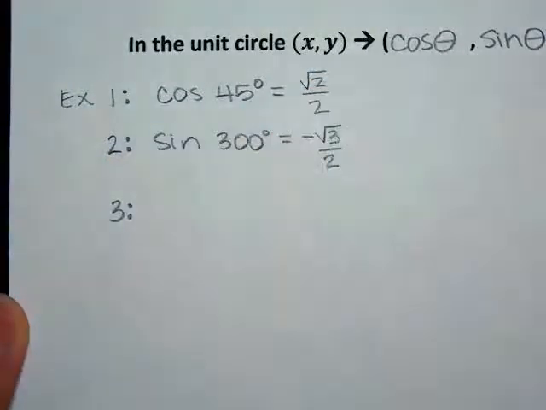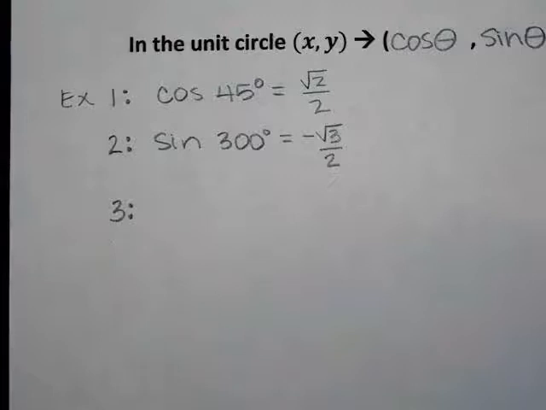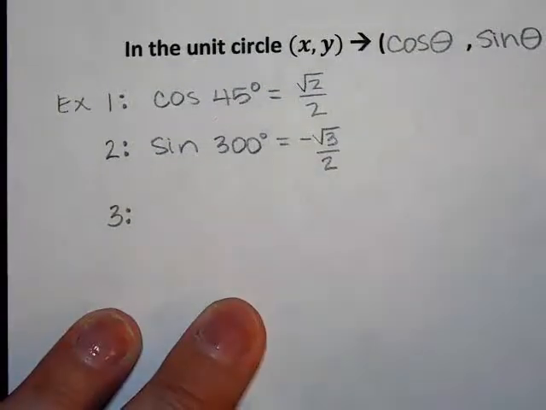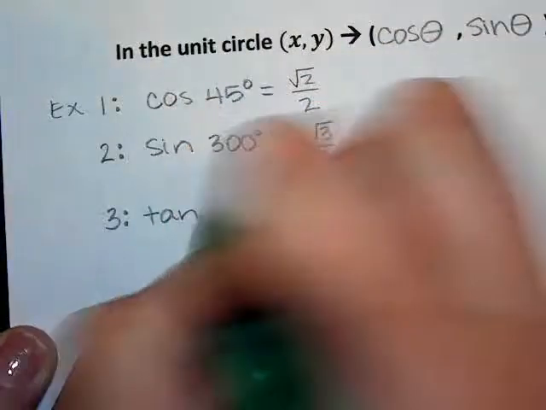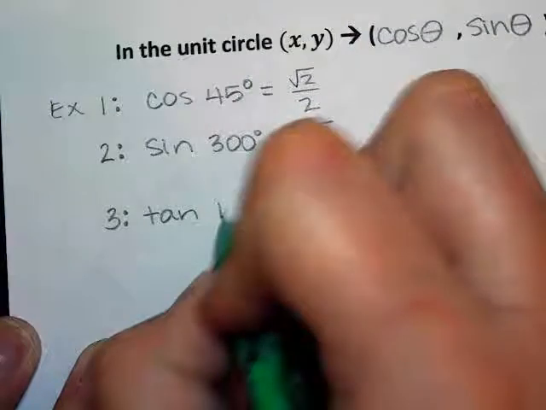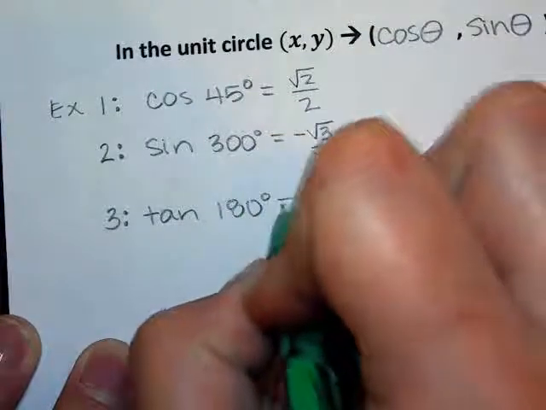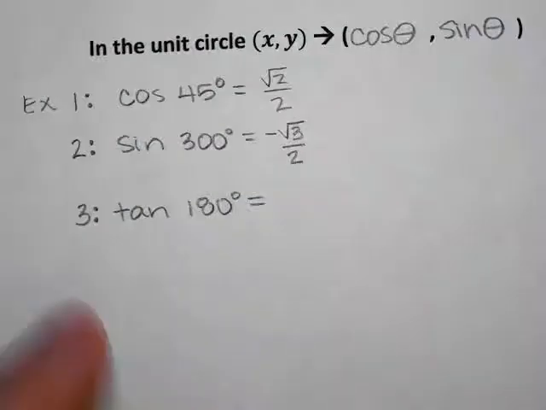Let's try a tangent one. Okay, we're going to do tan of 180 degrees. So tan of 180 degrees, think about it. You have to do y divided by x. It's going to be 0. What numbers are you dividing? 0 divided by -1, which is 0. 0 divided by anything is just 0.